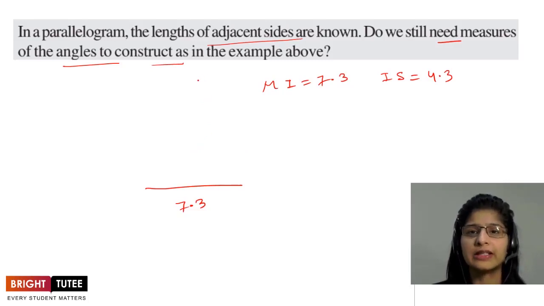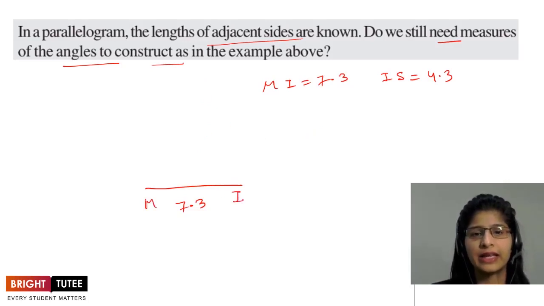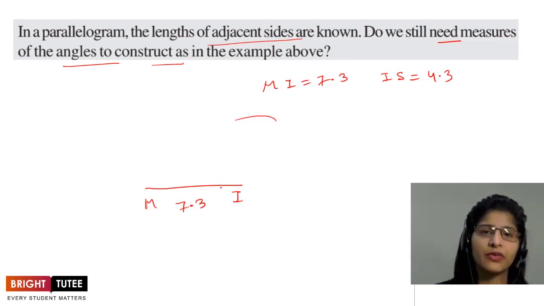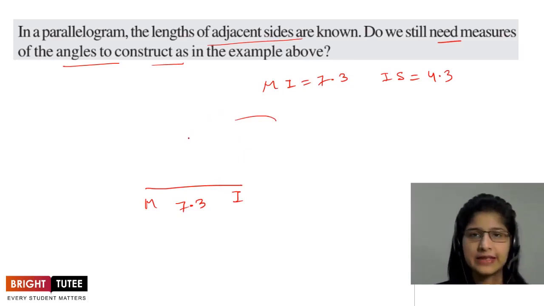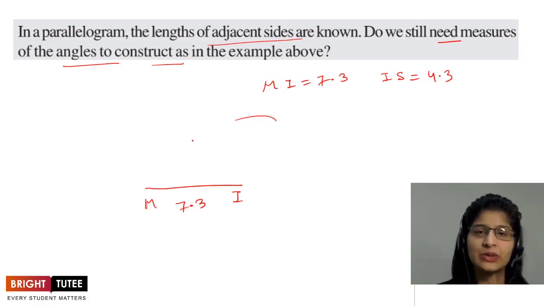But what about angles? If the angle is not given, I would not be able to mark the arc of 4.3 from I. So how will I draw the arc? I'll just be drawing this arc, but I will not get the point S. So it is difficult, even impossible, for us to draw a parallelogram if only two adjacent sides are known to us. Clear? We need to have angle measurement too. Clear?